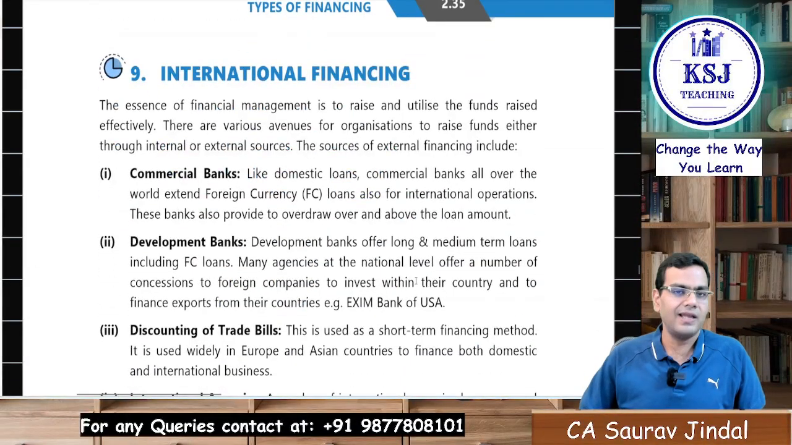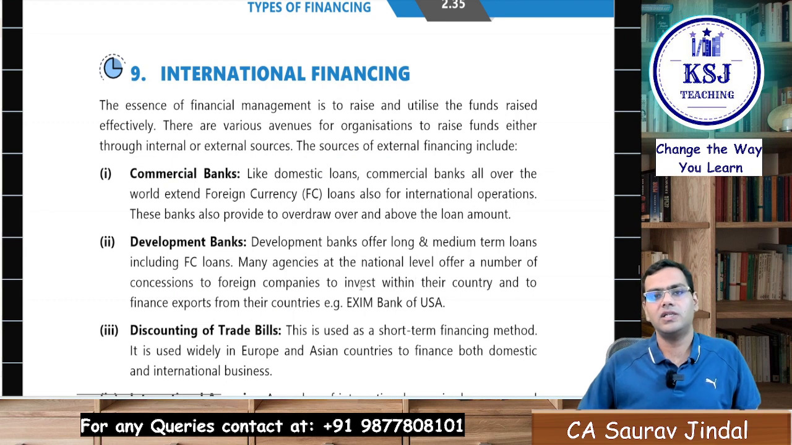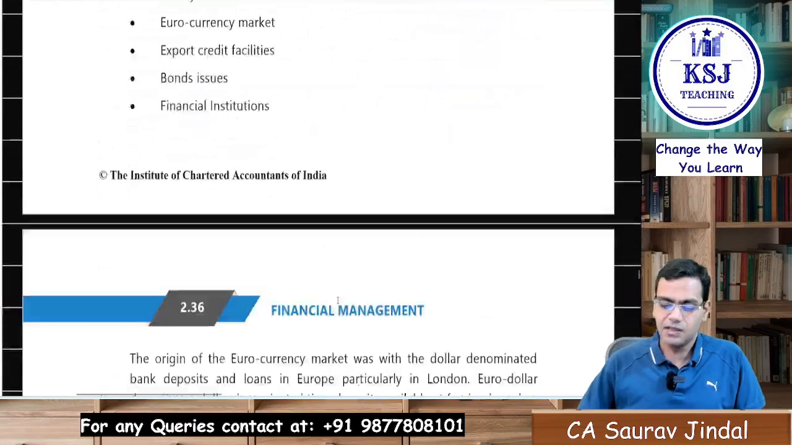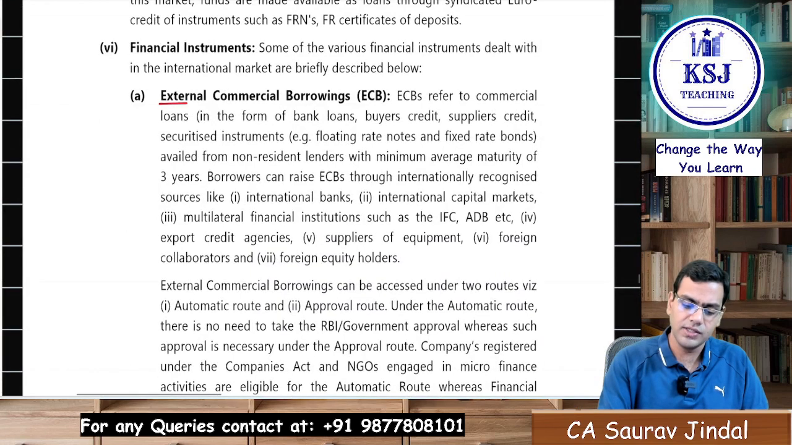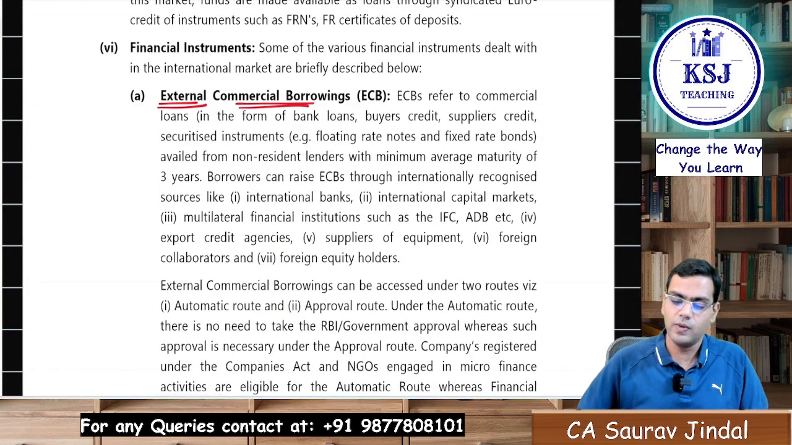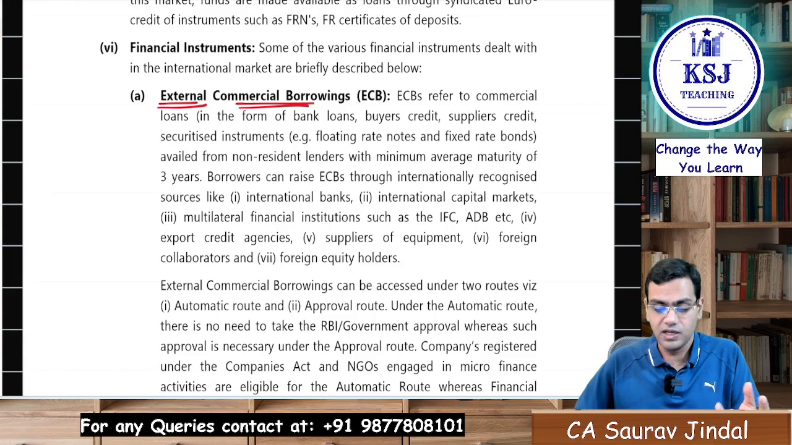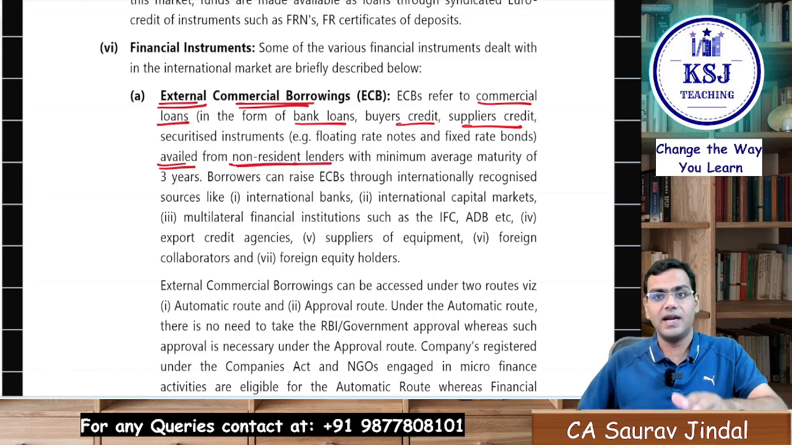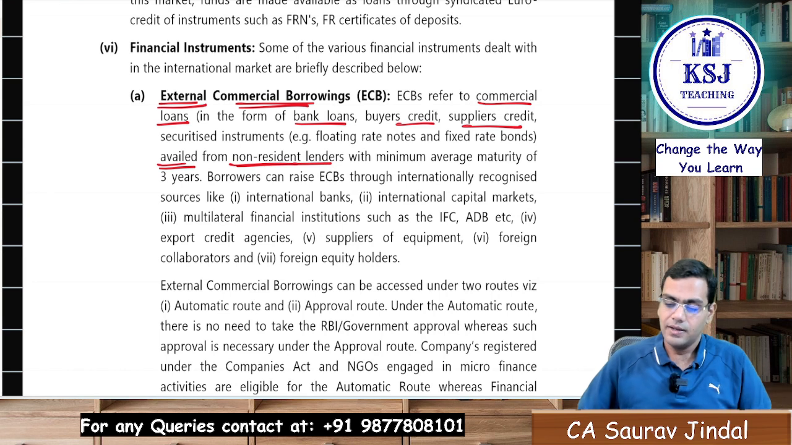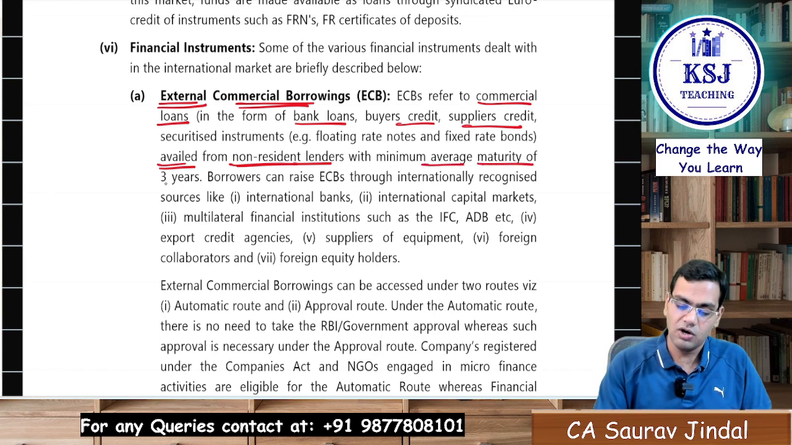Now coming to international financing, when we want to raise funds from the international market, the only important part is external commercial borrowings. External commercial borrowing is when you get commercial loans in the form of bank loans, buyer's credit, supplier's credit, etc., availed from non-resident lenders. That is, you are sitting in India, you are getting a loan from the Bank of America, with a minimum average maturity of 3 years.